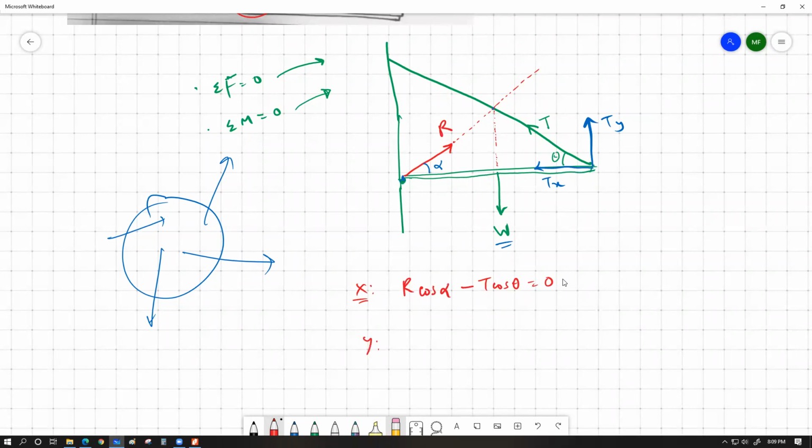And for the vertical axis, sum of upward forces should be equal to sum of downward forces. So considering upward forces as positive forces, I can write R sin alpha plus T sin theta minus W should be also 0. So the sum of these two vertical upward forces minus the vertical downward force should also give us 0. This is the force equation that we have, and provided we have all the variables available in any applicable cases, we can solve these two equations to find out any of the unknowns that the question asks us to find out.